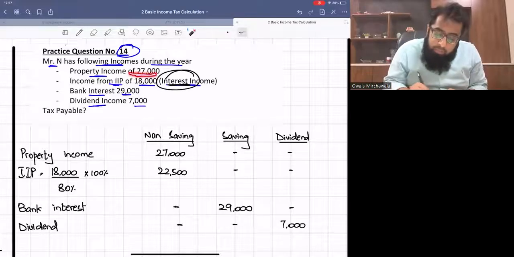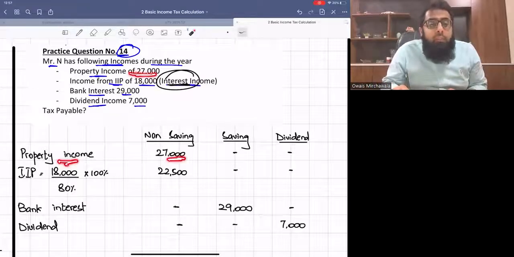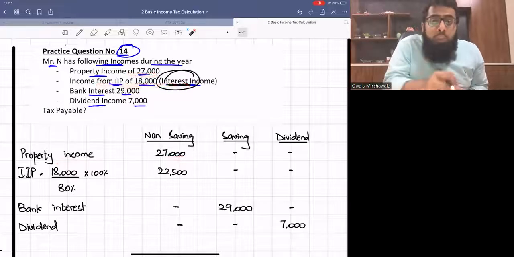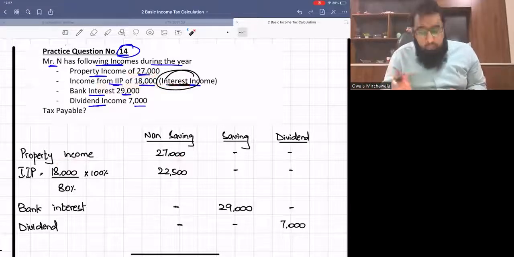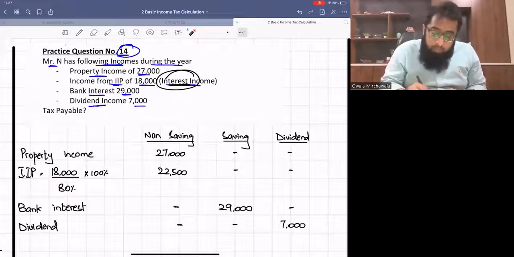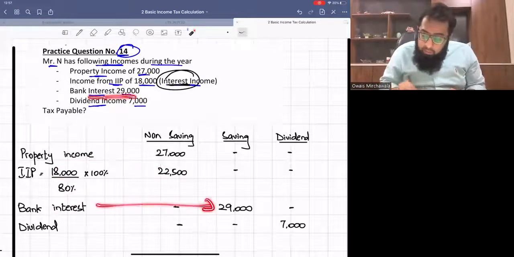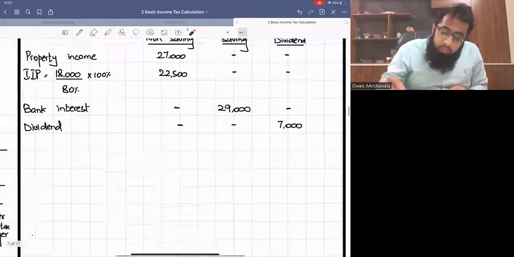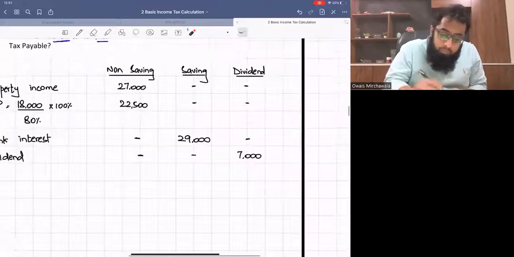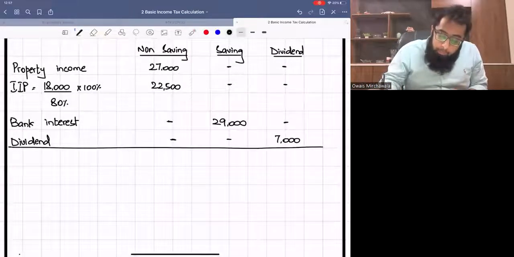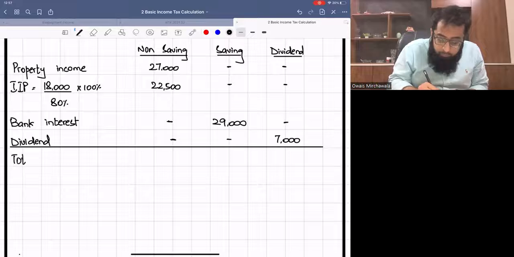Property income 27,000 goes in non-saving. Income from IIP. If IIP earns from non-saving or saving sources, it goes in non-saving and withhold is 20. Bank interest simply goes in saving income, dividend goes in dividend. We will add all of the incomes to arrive at total income.